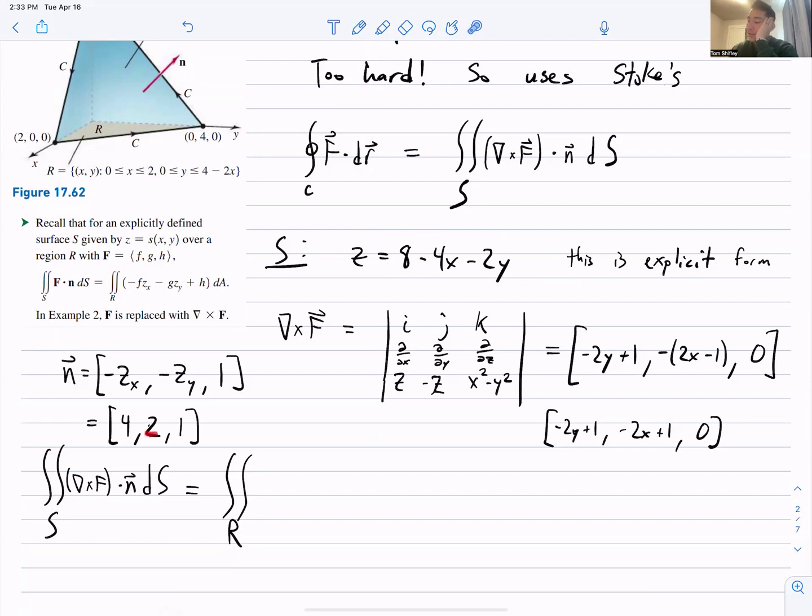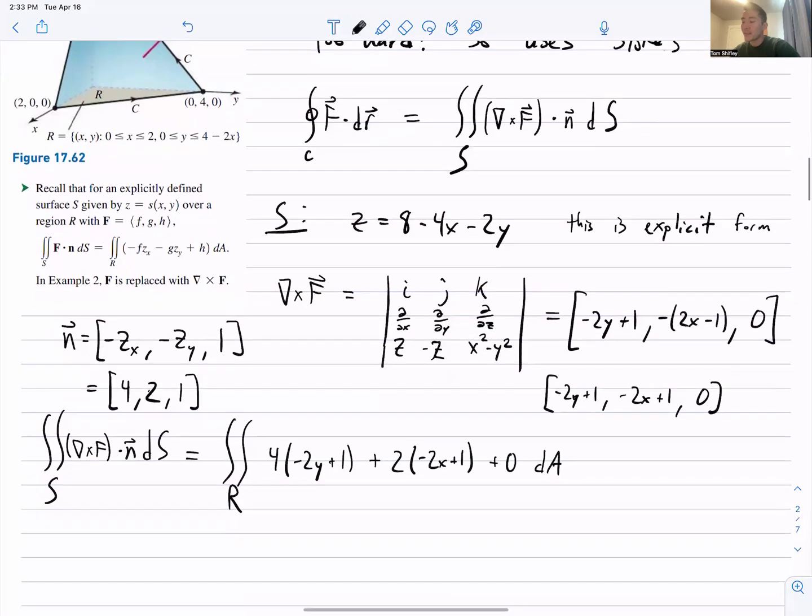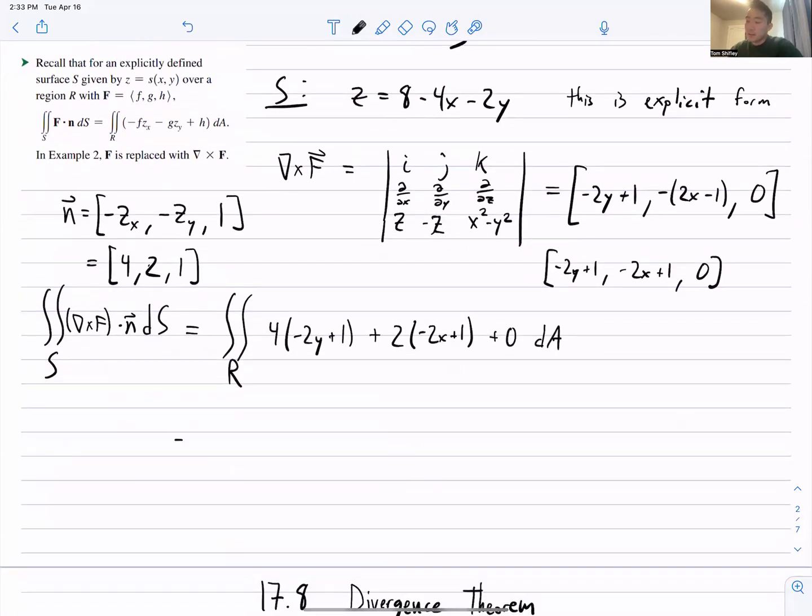And so I dot this vector with this vector, and what am I going to get? I will get 4 times negative 2y plus 1 plus 2 times negative 2x plus 1, and then plus 0 dA. And so now we're almost ready to integrate this bad boy. And so this is going to integrate over R of negative 8y plus 4 minus 4x plus 2, so plus 6. And then let's do dA.